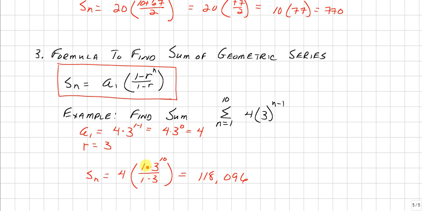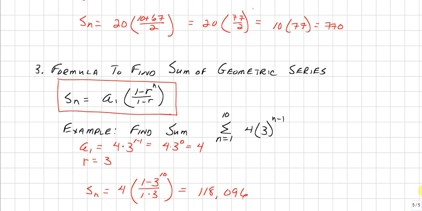So if I calculate that out, I get the value of 118,096. And that's how I can use this formula instead of actually listing all 10 terms out and then adding them together.